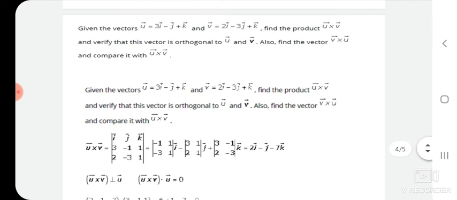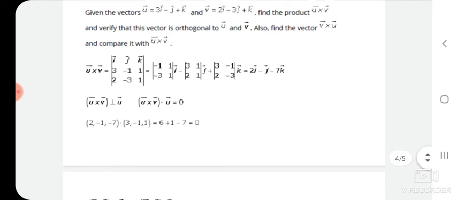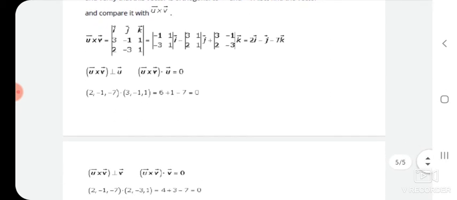Here we have to verify that this vector u cross v is orthogonal to u and v. Orthogonal means what? The resultant vector u cross v is perpendicular to u and also perpendicular to v. That's why if we take the dot product of the resultant vector u cross v and u, it is 0, that we have to show, or if we take the dot product of u cross v with v, it is also equal to 0, that we have to show.